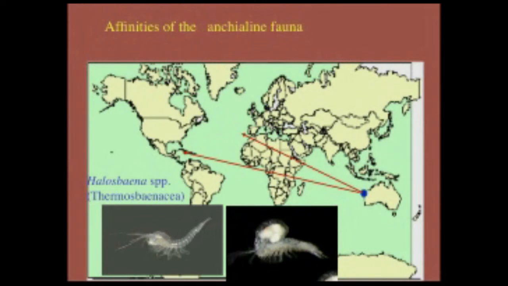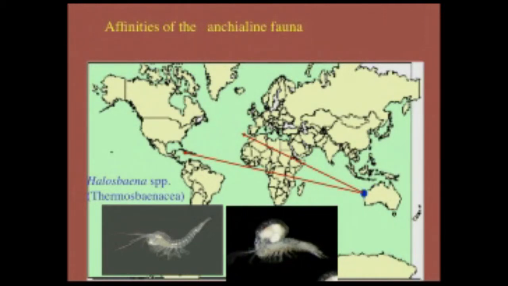Another thing that occurs there is this group here. This is an order. It's the only occurrence of this entire order in the southern hemisphere. The order occurs in the Mediterranean, this part of the world, the Caribbean, Quintana Roo, and there's one species in Cambodia.